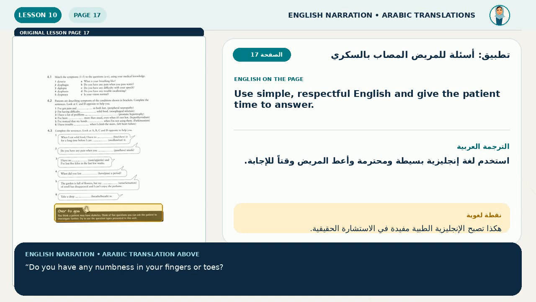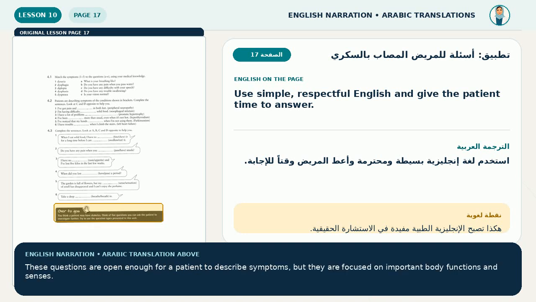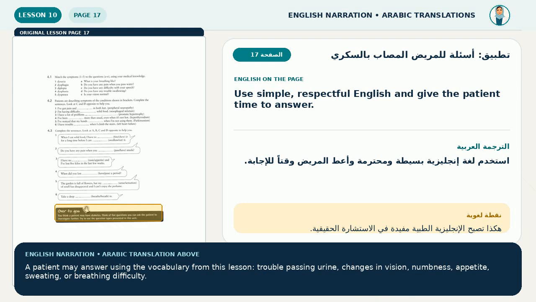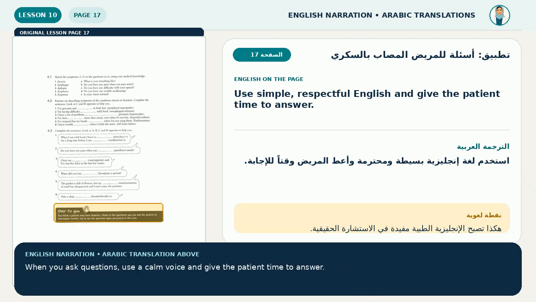These questions are open enough for a patient to describe symptoms, but they are focused on important body functions and senses. A patient may answer using the vocabulary from this lesson: trouble passing urine, changes in vision, numbness, appetite, sweating, or breathing difficulty. When you ask questions, use a calm voice and give the patient time to answer. This is how medical English becomes useful in a real consultation.